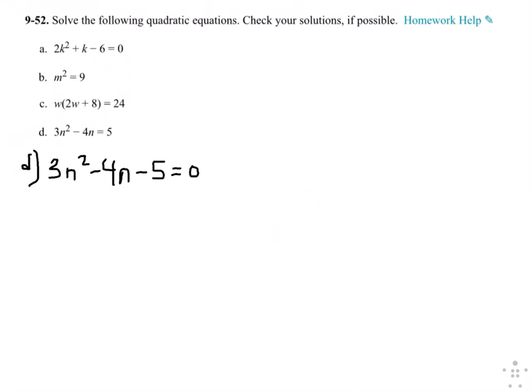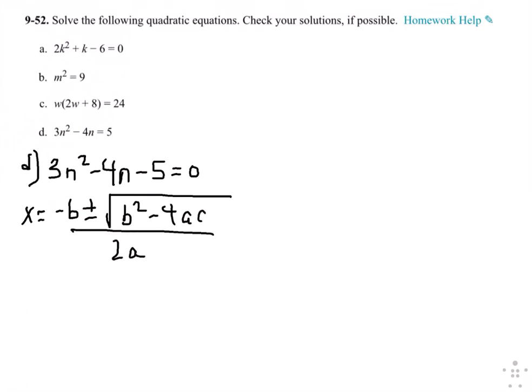So now my choice is I can complete the square or I could use the quadratic formula. Let's just use the quadratic formula. So x equals negative b plus or minus the square root of b squared minus 4ac all over 2a. Now, a is 3, b is negative 4, c is negative 5.